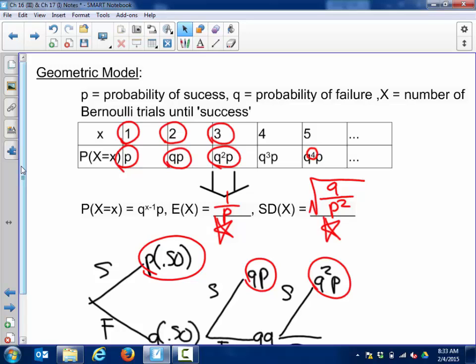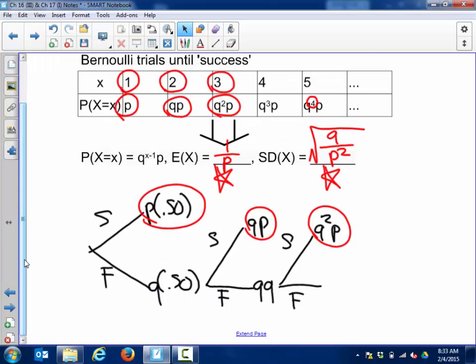Is there anything else I want to say about the geometric model for now? Yes, there is. So when we're talking about the geometric model, you can look at it a number of different ways.